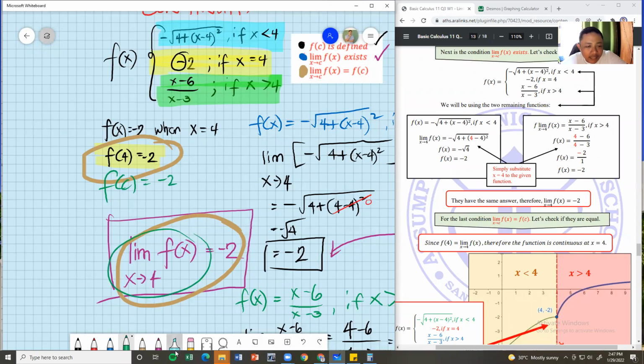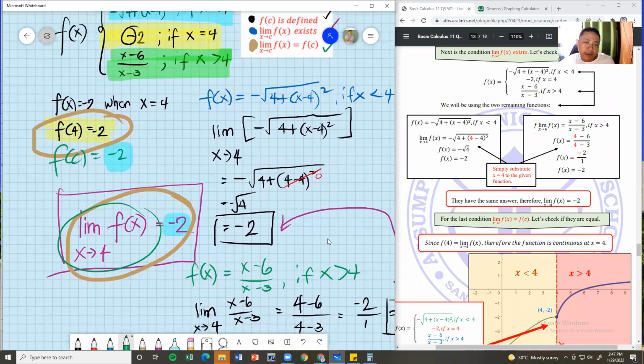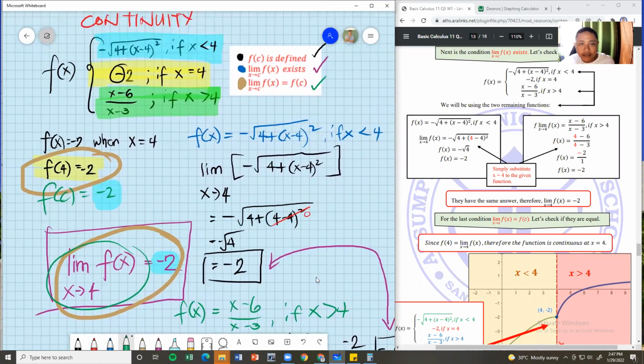Ang tanong, are they equal? Are they equal? Yes or no? Show me a reaction, please. Are they equal? Yes. If they are equal, then we can say that the value or the graph is continuous. The function is continuous. There's continuity in the given set of functions. Kasi kapag pareho sila ng value, ibig sabihin, continuous yung ating equations.